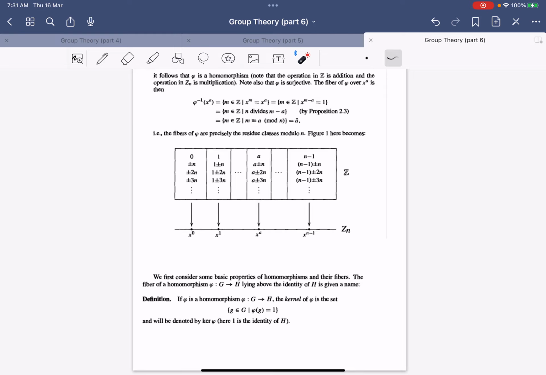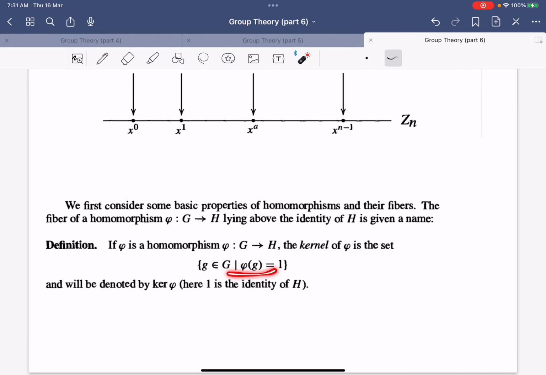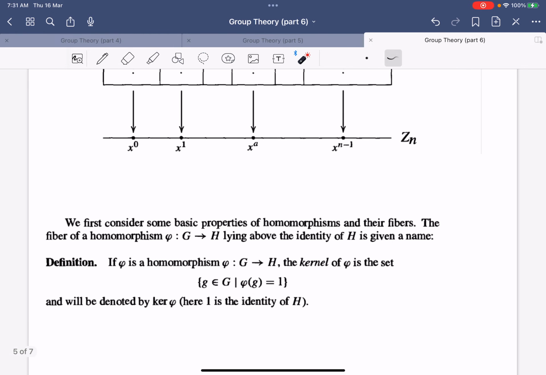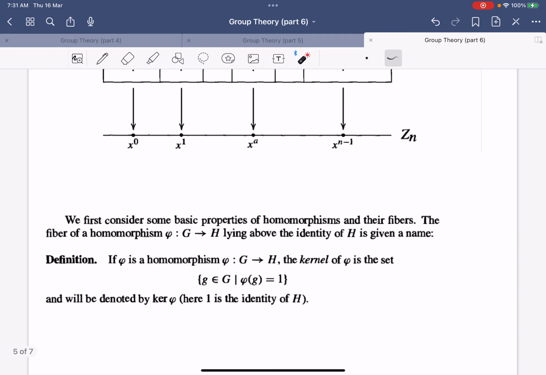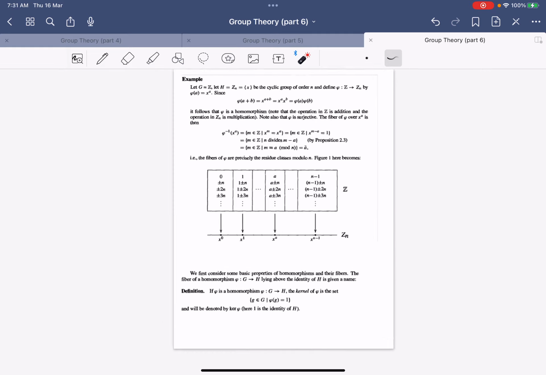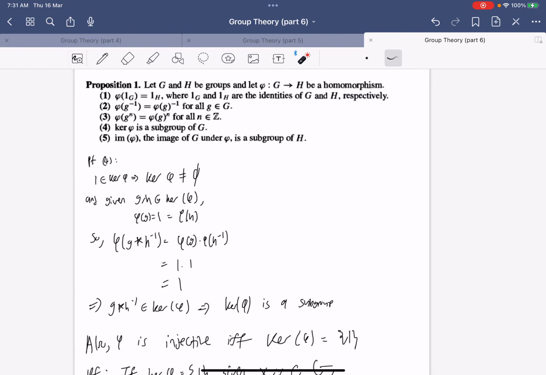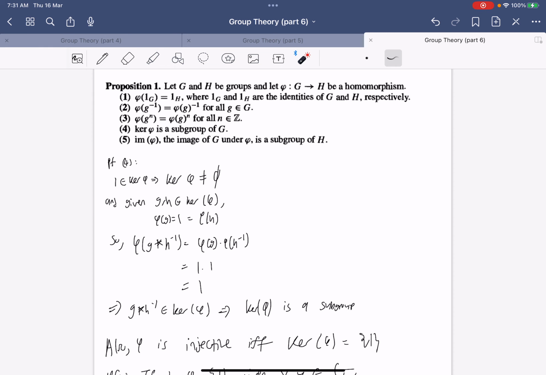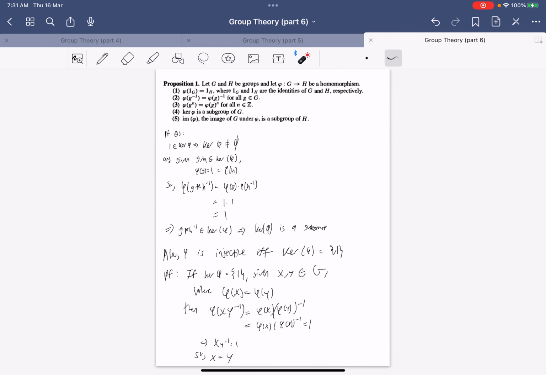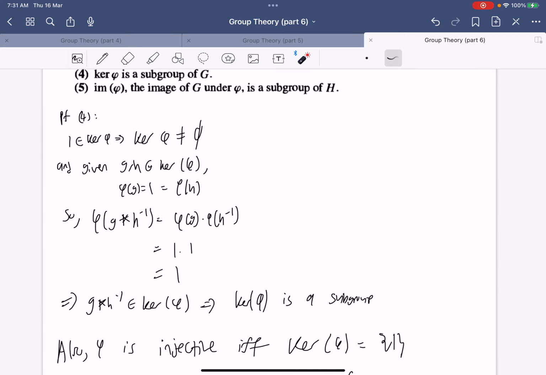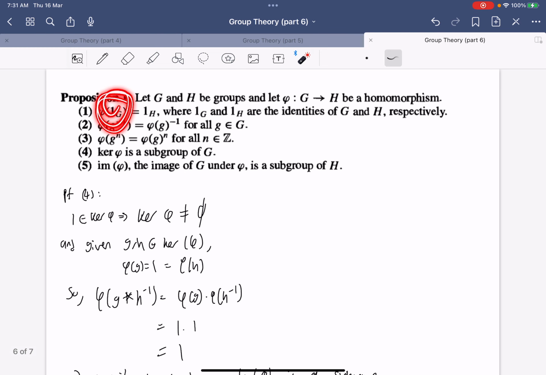So then we define the kernel of this to be the set sending to the identity element 1 here. And this is what we call the kernel of the homomorphism. And now we want to prove some propositions about group homomorphisms to better understand it. It's saying that the identity is sent to the identity, and that should be clear. You can read the proof of 1, 2, and 3 in the textbook, as they're very straightforward.